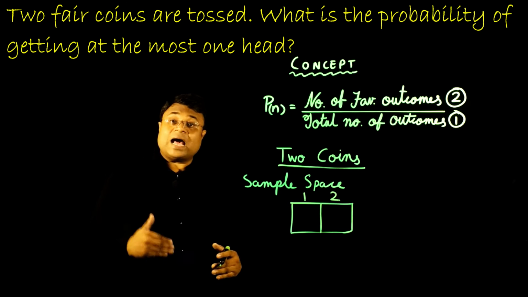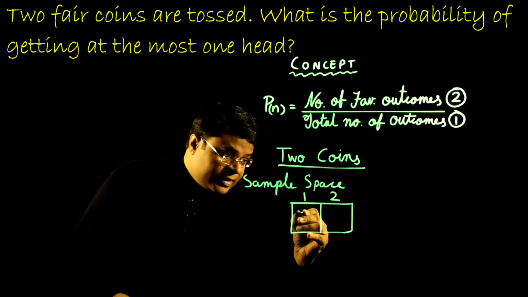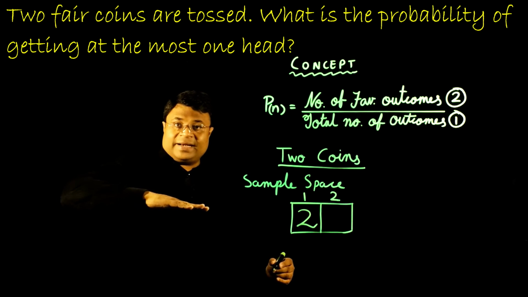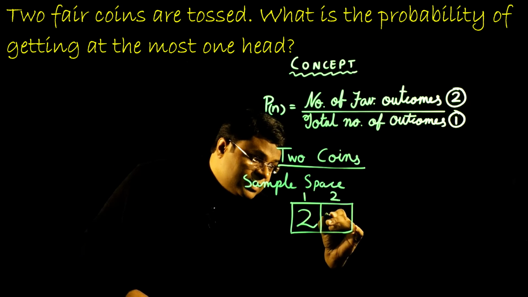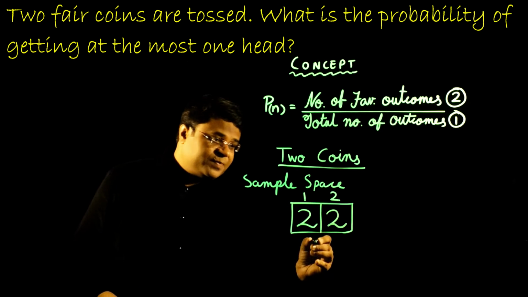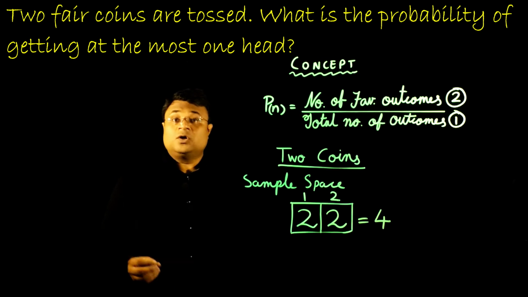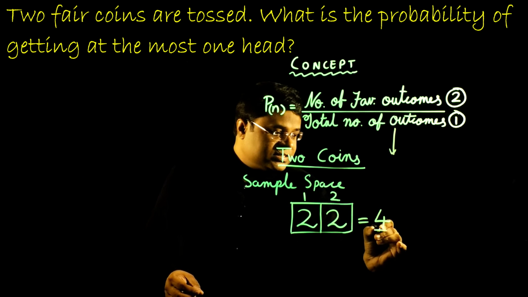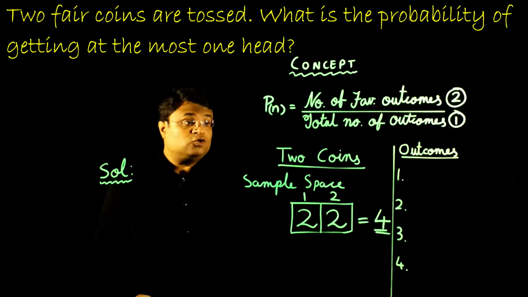Now the point is, how many possibilities are there for the first coin? The first coin has two possibilities. Either the coin will fall head or tail. What are the possibilities for the second coin? The possibilities for the second coin is also two, head or tail. Now sample space is always the product of the possibilities, which is 4. So one thing we are sure of, that is the total number of outcomes is 4. Okay? Alright, now for the solution.